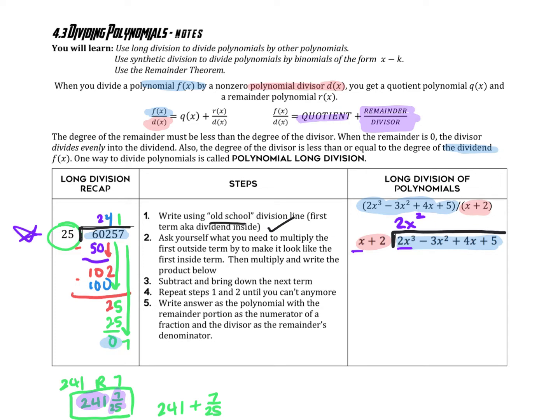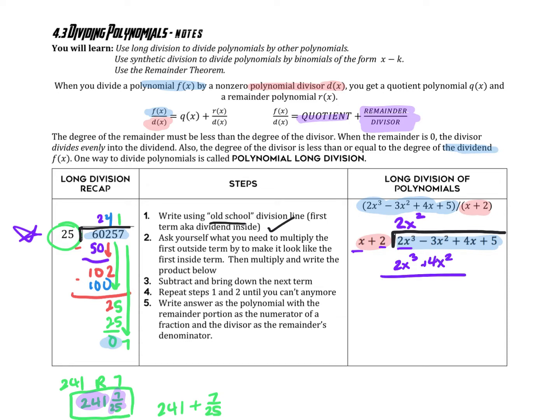And just like we did over here, the next thing I'm going to do is multiply that number by each part of my divisor. So I'm going to multiply 2x squared by each term of my x plus 2. So 2x squared times x is 2x to the third. 2x squared times 2 is 4x squared.